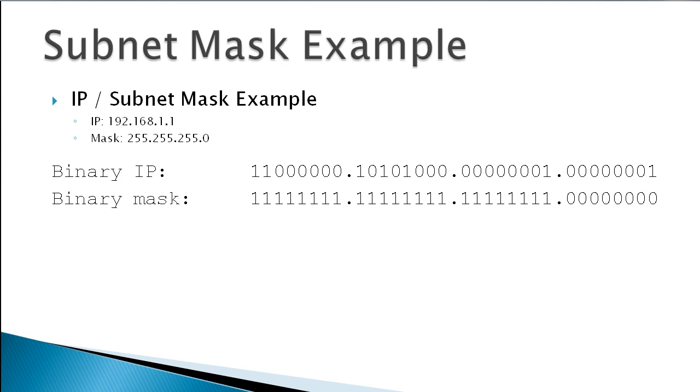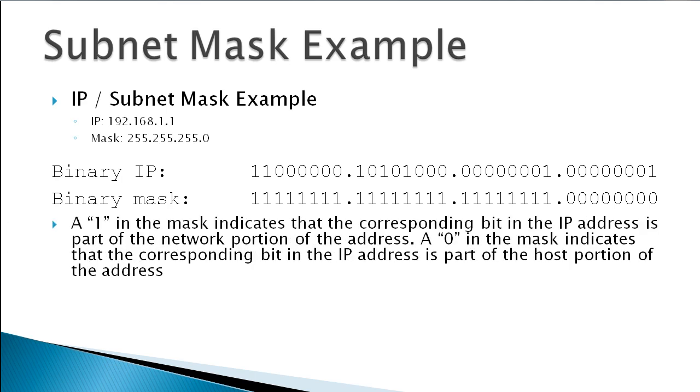So when we take a look at that, if we see a binary 1 in the subnet mask, that means that the corresponding bit in the IP address is part of the network portion of the address. So here, all these ones across the first 24 bits, that's telling the router the first 24 bits of my IP address are identifying the network that I'm on.